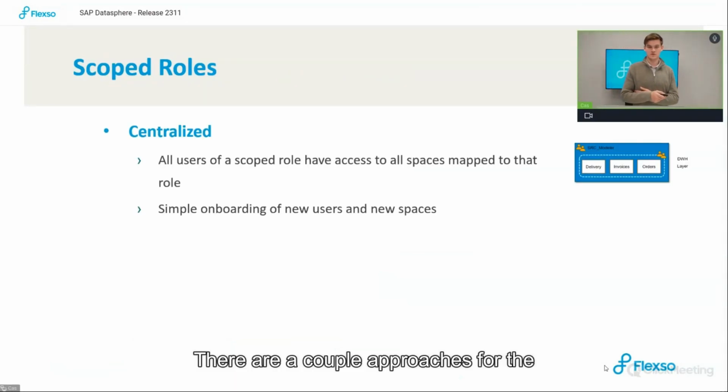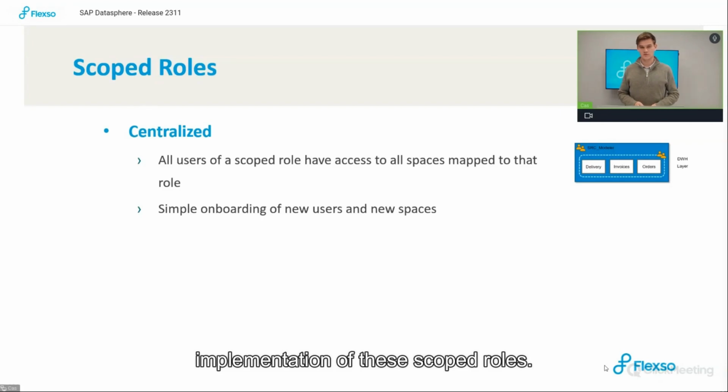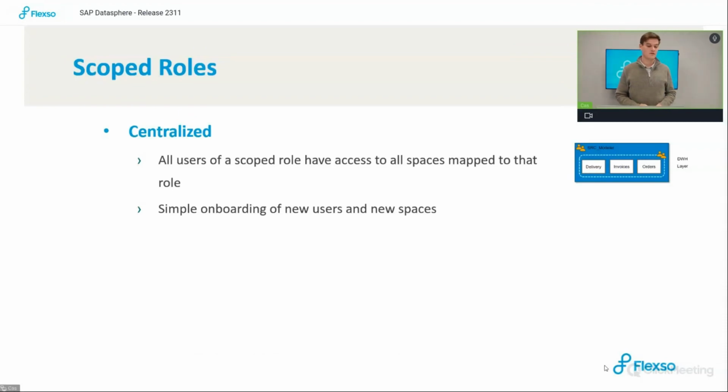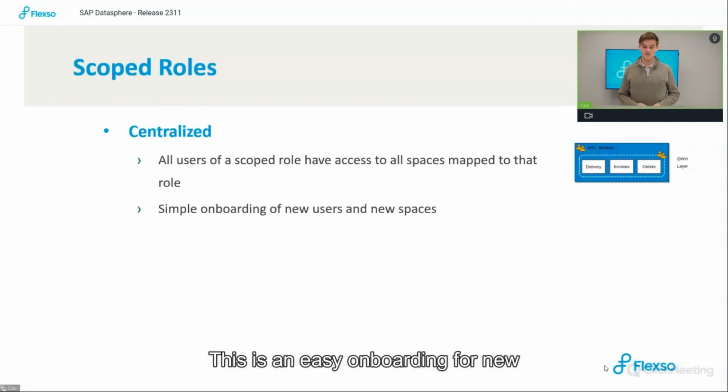There are a couple of approaches for the implementation of these scoped roles. First of all, we have the centralized approach. This means that all the users of a scoped role will have access to all the spaces that are mapped to that role. So you do not have to assign a user to each space. You can now assign him or her to one role. This is an easy onboarding for new users and new spaces.